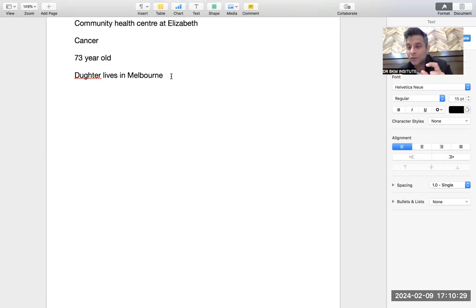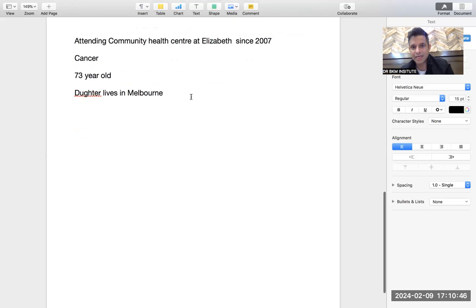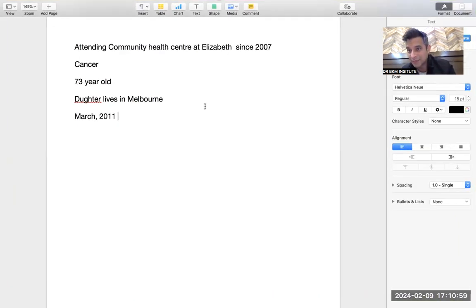Sometimes we always think the letter is all about medical stuff. In these letters it is given that the patient has been attending the community health center at Elizabeth since 2007, and today's date is March 2011. Now, what is the specific grammar that you can use?